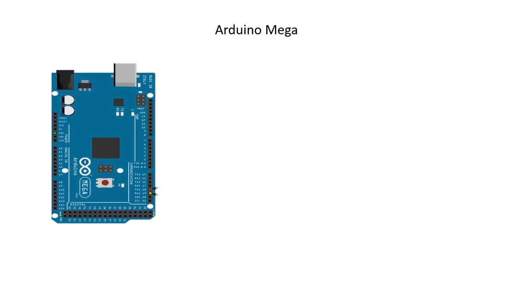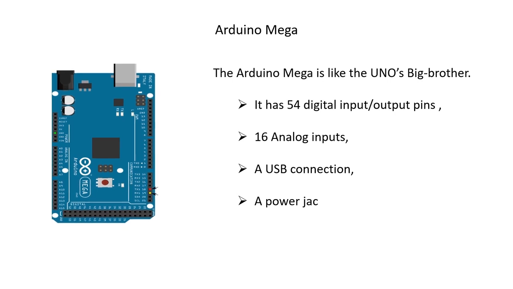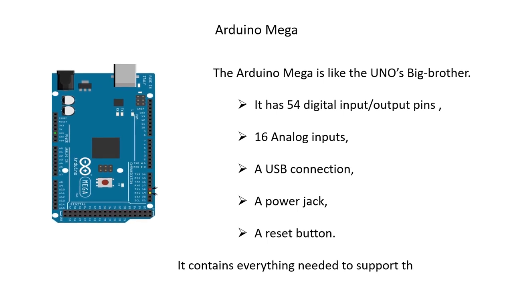Arduino Mega. The Arduino Mega is like the Arduino Uno's big brother. It has 54 digital input-output pins, 16 analog inputs, a USB connection, a power jack, and a reset button. It contains everything needed to support the microcontroller.